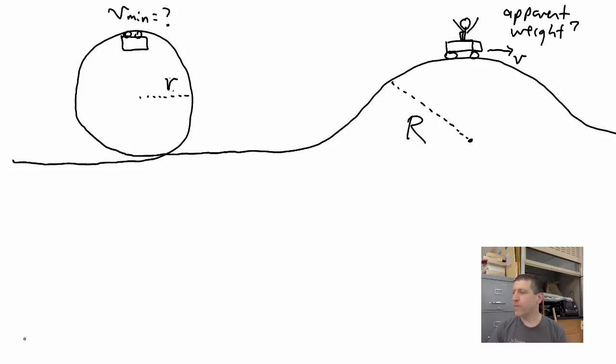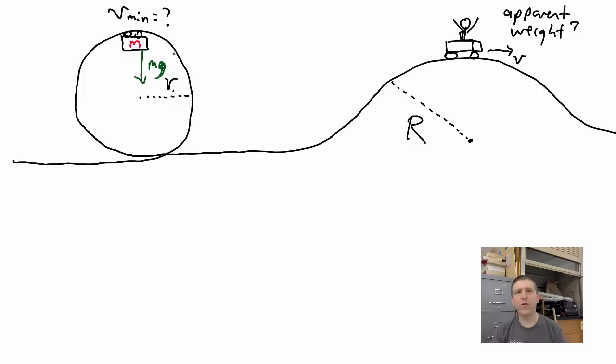So, first step, always a free body diagram. Let's go ahead and draw a free body diagram right up here. And at this point, we have the force of gravity. This is a mass M, by the way. So we've got the force of gravity, mg, pulling this thing down. Is that the only force acting on this thing?